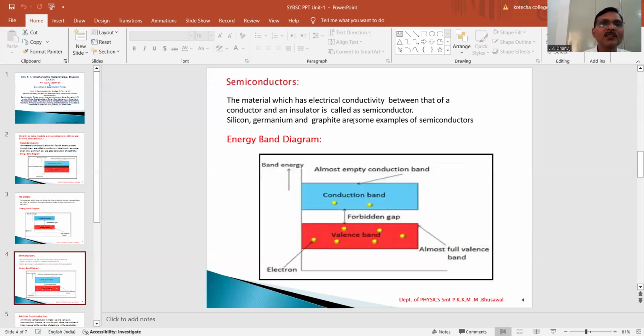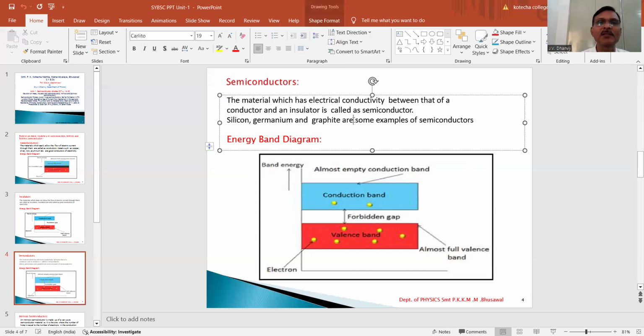Then let us see the semiconductors. What is a semiconductor? The material which has electrical conductivity between that of a conductor and an insulator is called a semiconductor. For example, silicon, germanium, and graphite are some examples of semiconductors.